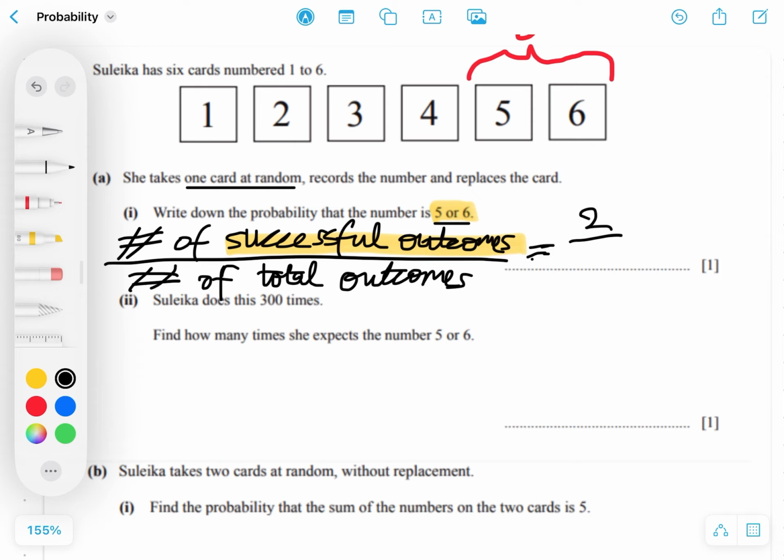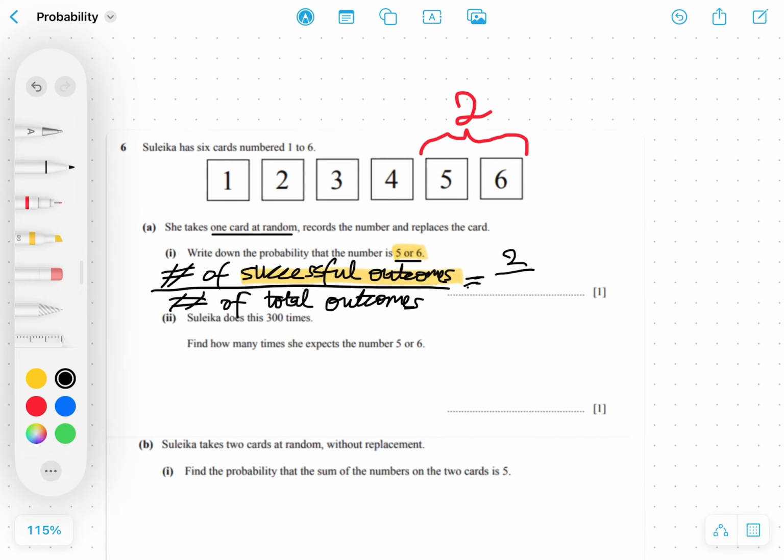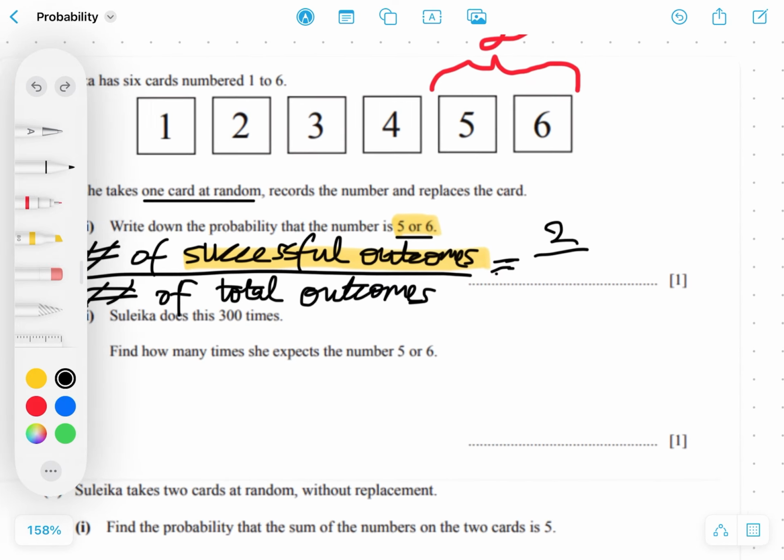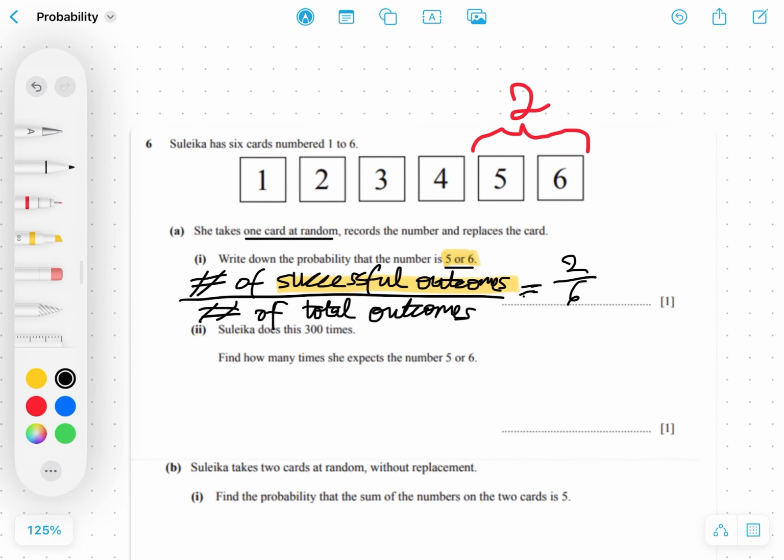And what's the number of total outcomes? The number of total outcomes is which of these cards could she have chosen at the beginning? Well, she could have chosen any of these cards to start with. And there are 6 cards here. Therefore, the number of total outcomes is equal to the number of total cards, which is 6. So 2 over 6 is our probability, and that simplifies to 1 over 3.